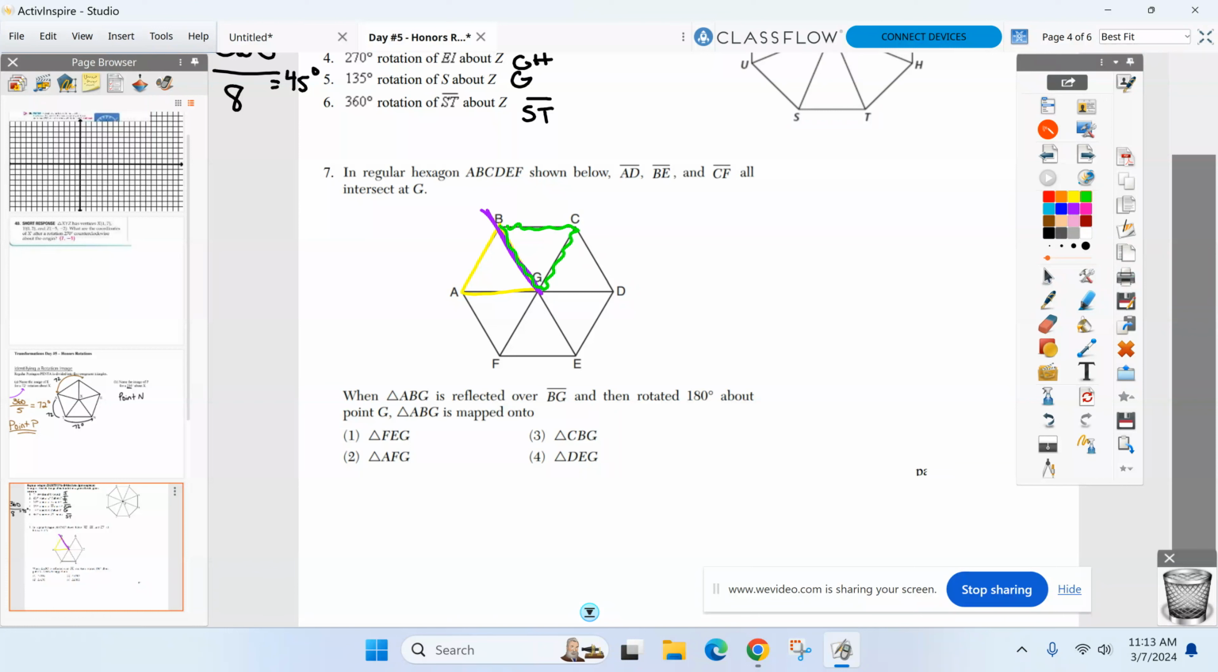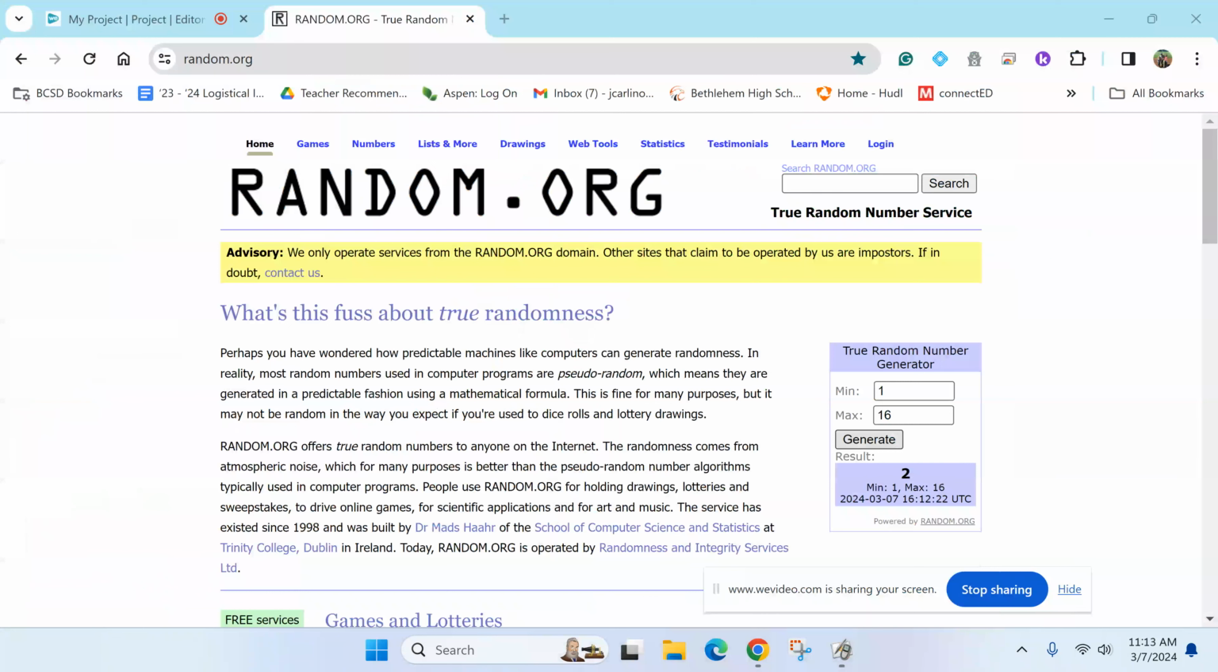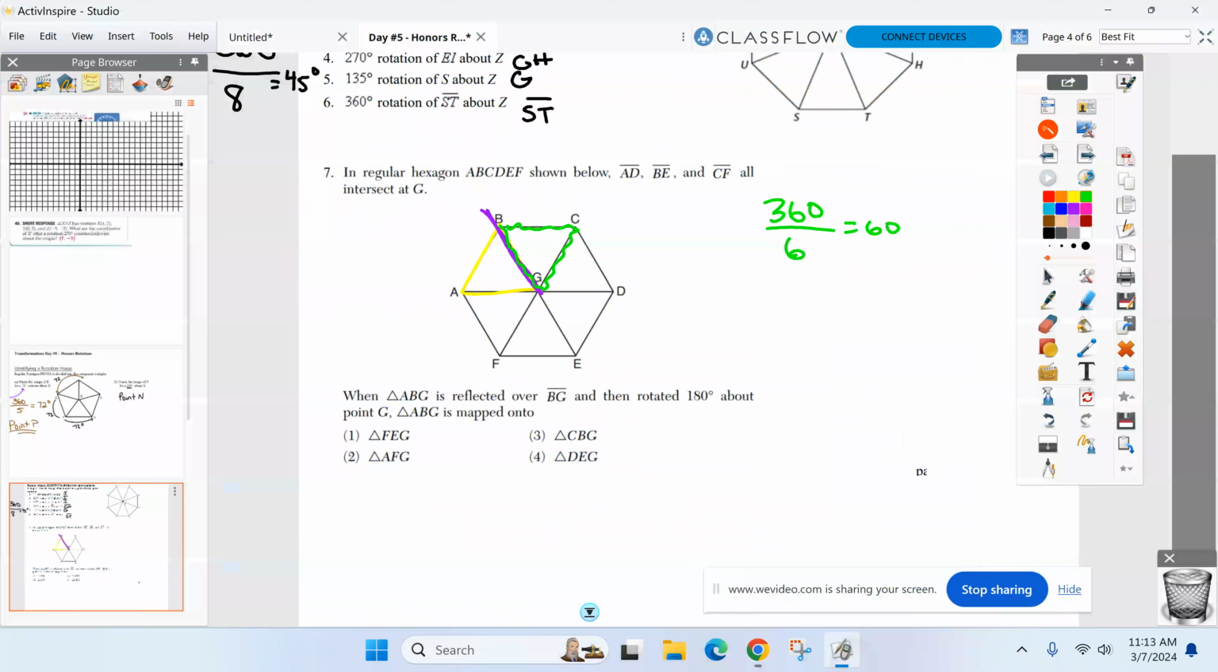Now rotate at 180. And remember, this is a hexagon, so if you did it real quick, that's 60 degrees every time. So what triangle do I end up with after 180 degree rotation? Aiden? FEG. FEG, yep. So I end up at FEG. Those are good. I love these problems. Little reflection and rotation, same problem. Any issues there?